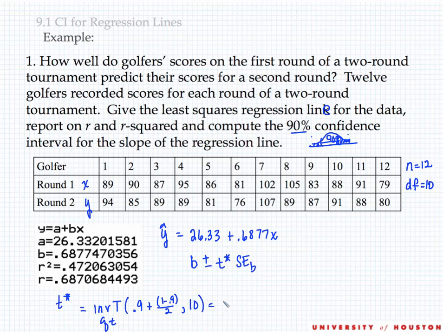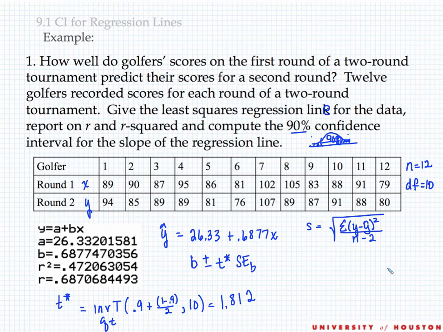This will give us a t-star value of 1.812. Now our standard error. To first get the standard error, we need to get the value s. Now s was the square root of the sum of our residuals, y minus y hat, squared divided by n minus 2. We can do this within our list of the calculator.